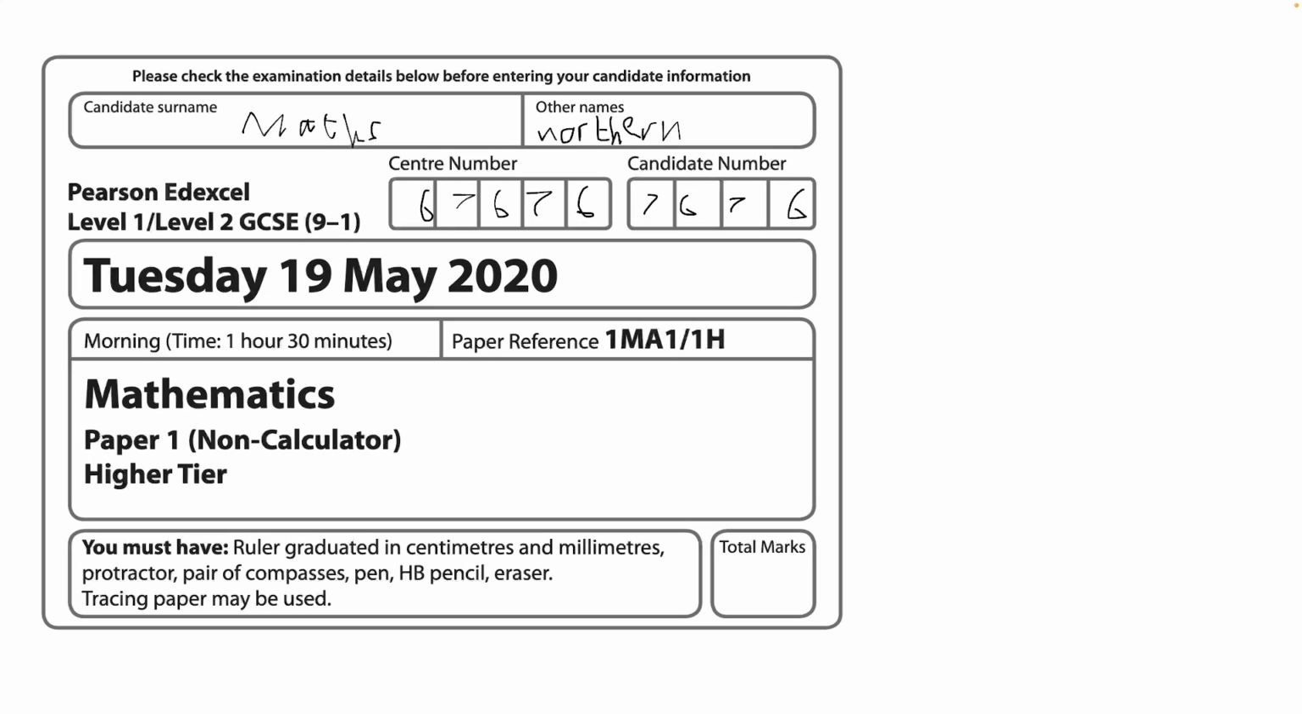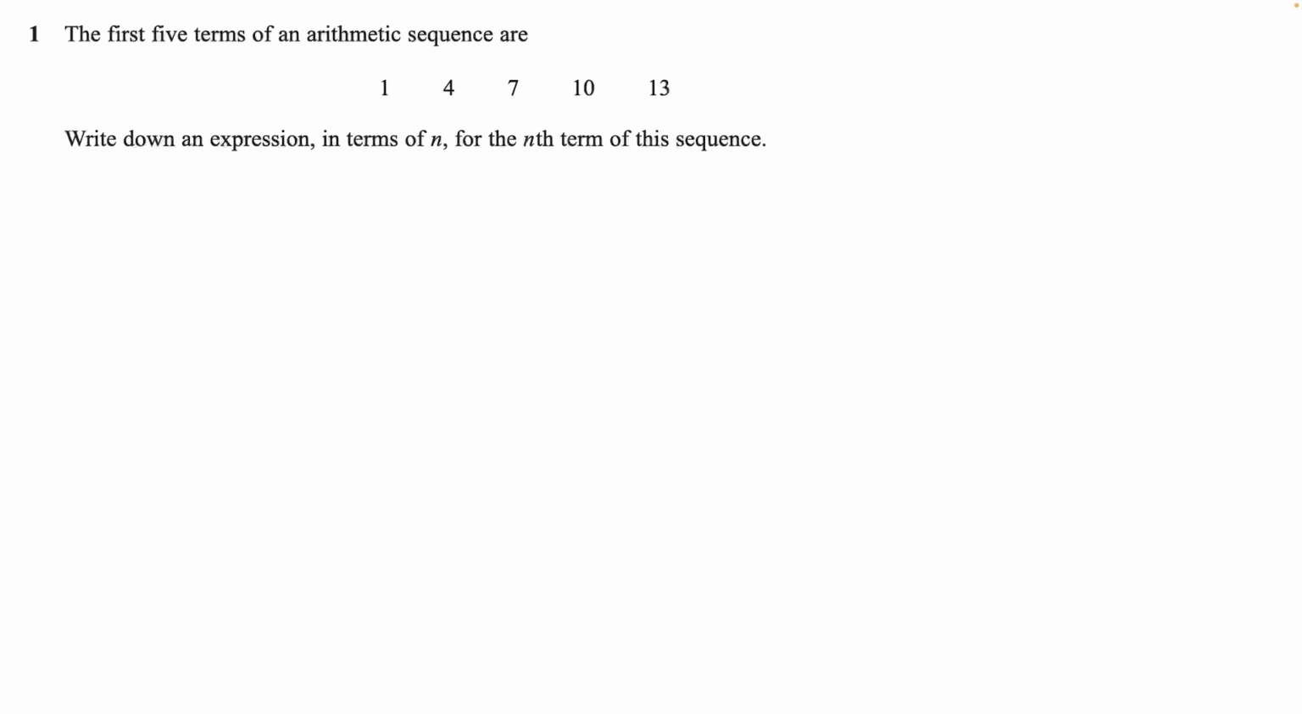Okay, this is the May 2020 paper 1 higher number calculator for Edexcel. Let's get into this. Question number 1. This is on arithmetic sequences and nth terms.